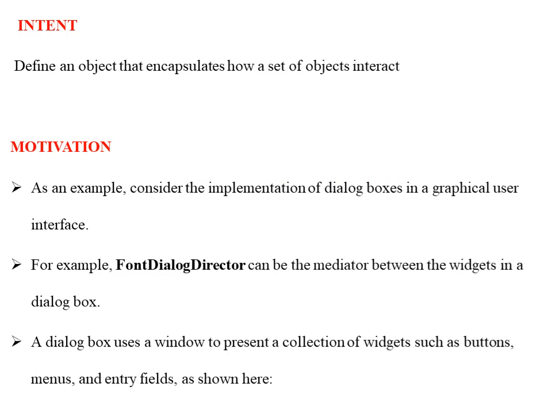Next, coming to our intent. This is the intent: defines an object that encapsulates how a set of objects may interact. Intent is generally a short answer, or the meaning of the pattern. So the meaning of this pattern is defining an object that encapsulates how a set of objects may interact with each other.